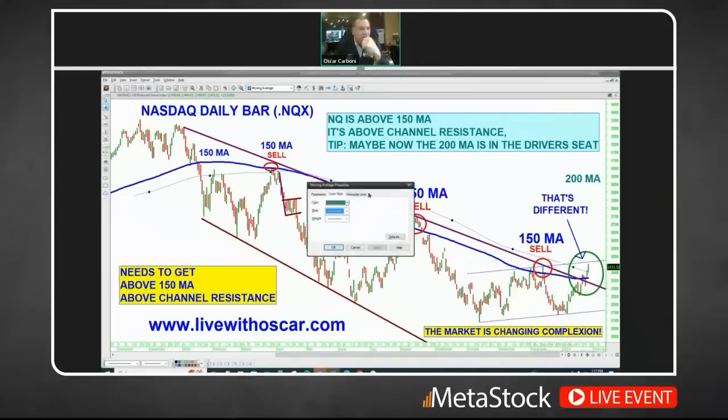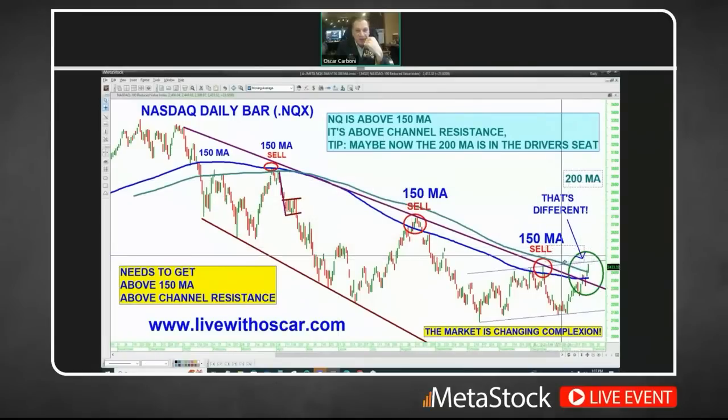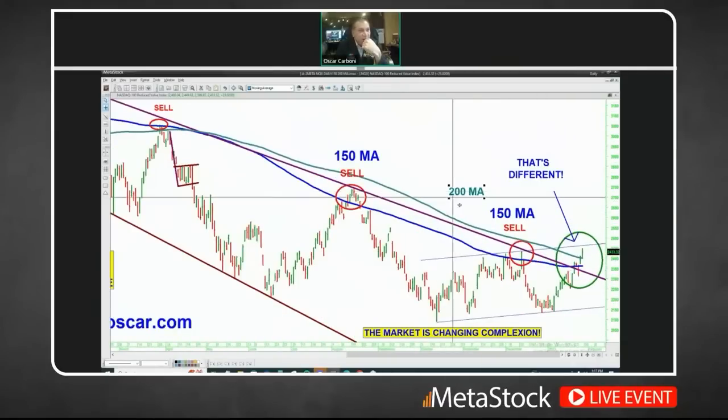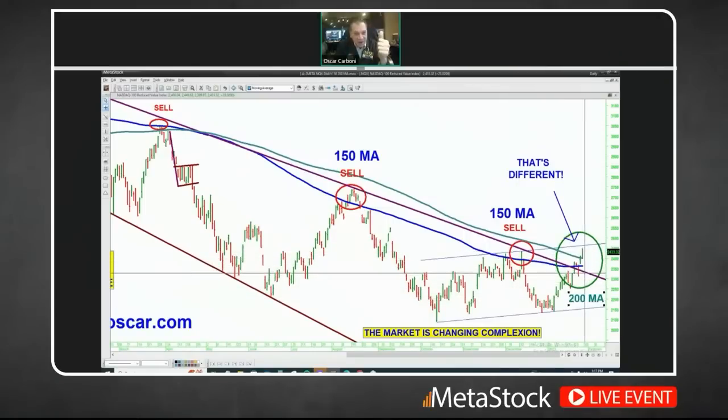And guess what? The street pays attention to this, I promise you, the 200 bar moving average. We are above that too now. That 200 is right here. So let me blow this little area up for you just a little bit. The 200 bar moving average is that teal average sitting right there. We're above that. We're above the 150. We're above resistance. That's different, kids.